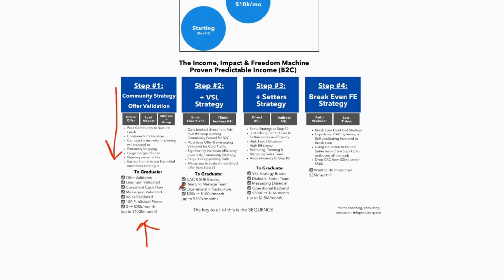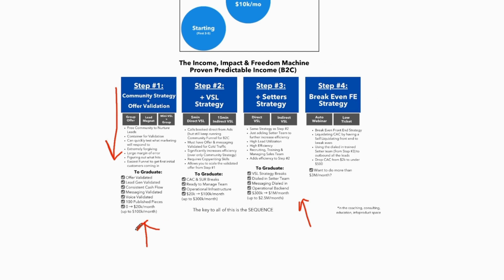But then after that point, once you get to about $20,000 a month, you're then going to switch over to the VSL strategy. And the VSL strategy is going to help you get from $20,000 to $100,000 a month. Some people even push it all the way to $300,000 a month. And then you add in the setters, which is the setter strategy. That helps you go from $300,000 a month to $1 million a month. Some people even push that over to $2 million a month. And then you add in the break-even front-end strategy, and that helps you get to about $2 million, $3 million a month plus, right?